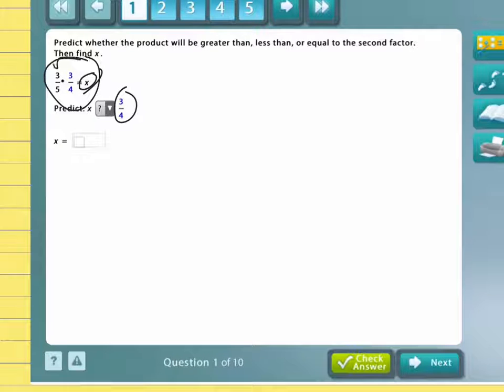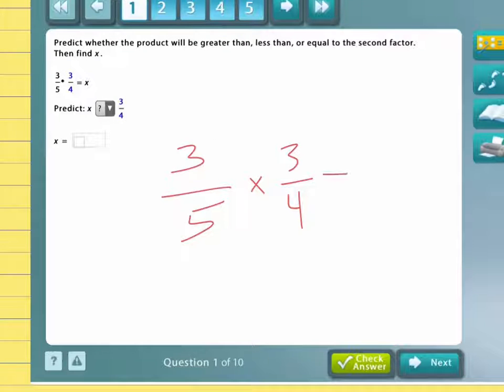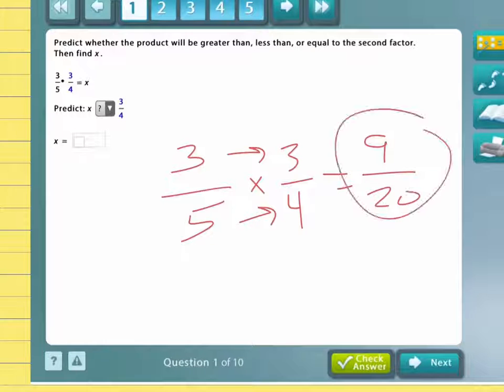So you have to look at what number you're multiplying it by. Since you're multiplying 3/4 by 3/5, and that is less than 1, your product is going to be less than 3/4, because if you take a part of a part, you end up with a smaller part. Now they ask us to actually find the answer, so it's numerator times numerator. 3 times 3 is 9, and denominator times denominator, 5 times 4 is 20. The answer is 9/20, and 9/20 is going to be less than 3/4.